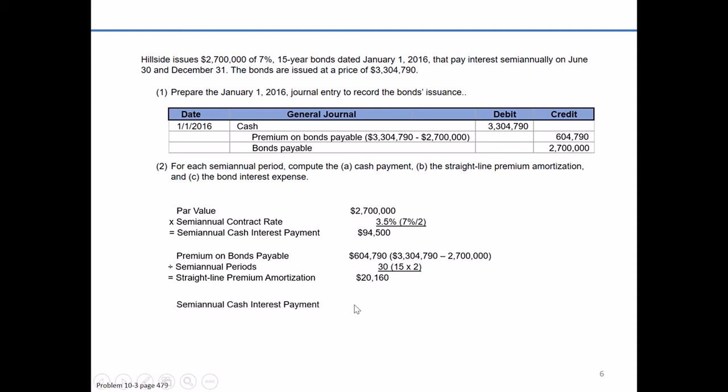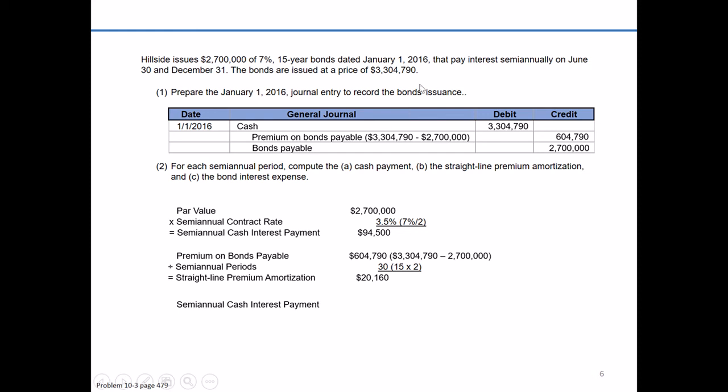This is where things are going to change a little bit compared to the discount. When we were in a discount situation, the discount amortization added to the total cash payment to increase interest expense because in a discount they were receiving less up front. In a premium situation, we subtract the premium from the cash payment in order to arrive at total interest expense each semi-annual period or total interest cost. Think about it.